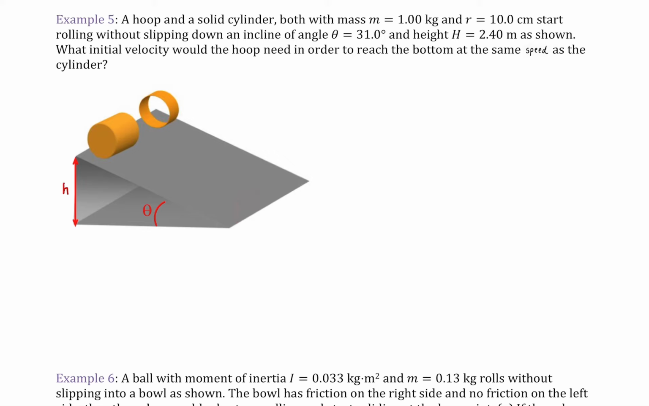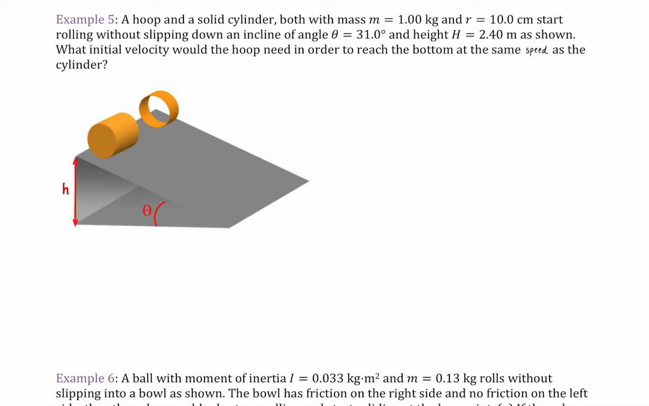That's important. Now the idea here is we don't want them to arrive at the same time, which we could do by giving the hoop a certain initial velocity, but instead we want them to arrive with the same velocity, okay? So they may still have different accelerations, they may still arrive at different times, we don't care. We only want to make sure they arrive with the same velocity at the bottom. So even if the cylinder gets there first and the hoop gets there second, when they reach there, they're going to be arriving at the same speed.